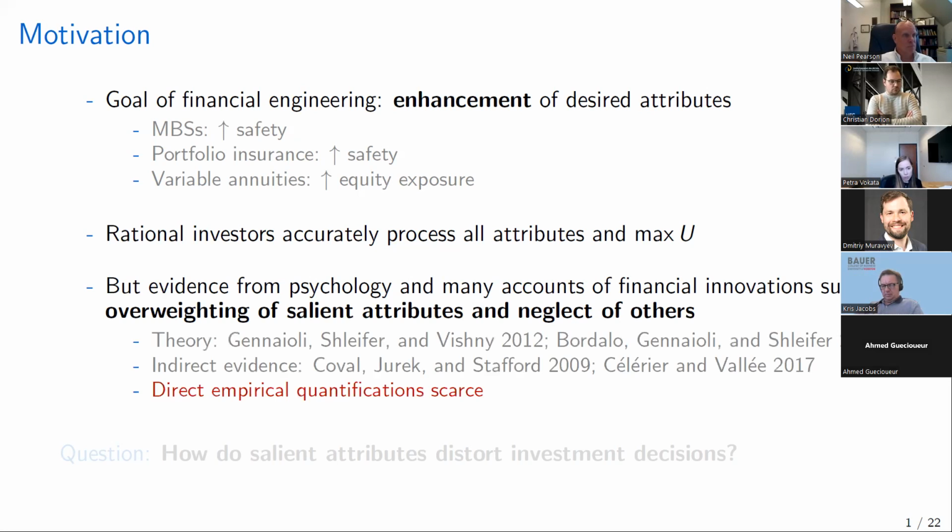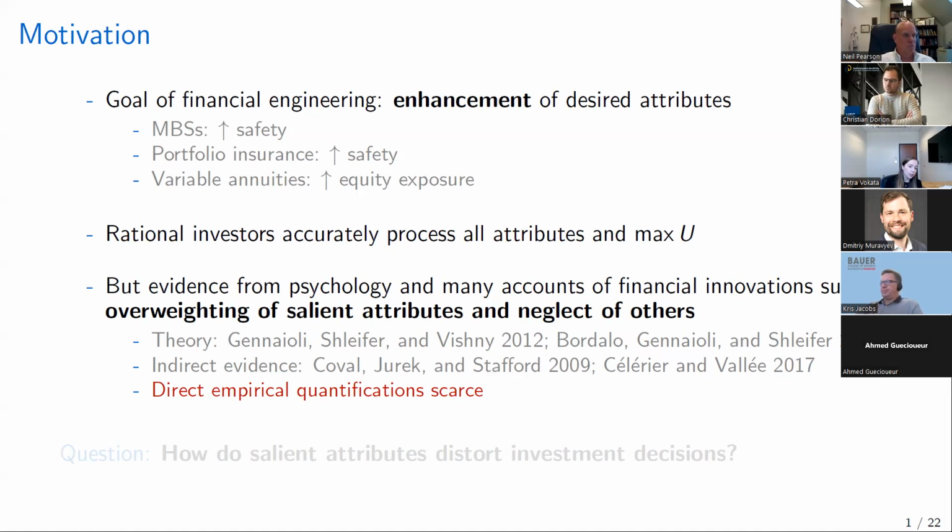When it comes to the literature, we have a nice series of work by Shleifer and his co-authors. So we have, for example, one theory paper that links this kind of mechanism of salient thinking even to situations where it increases financial fragility and leads to financial crisis. And then we have a nice series of work by Bordalo and Shleifer that formalizes salient thinking and consumer choice, also in the context of financial innovation.